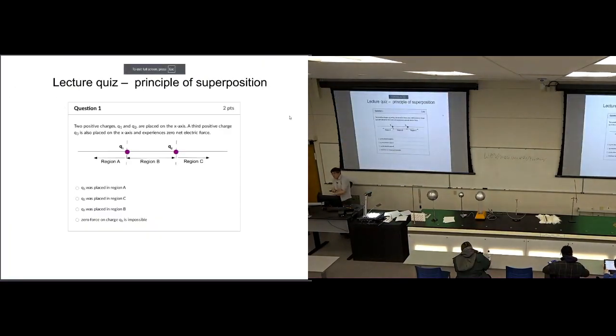The question involves two charges placed on the horizontal axis. They're like charges, so they're both positive or they're both negative. And then we're going to put a third charge on the axis, and we're asked to figure out in what region, A, B, or C, is it possible, with these two like charges Q1 and Q2 present, and where would it be possible, that we could add a charge where the net force on that charge due to Q1 and Q2 is actually 0?